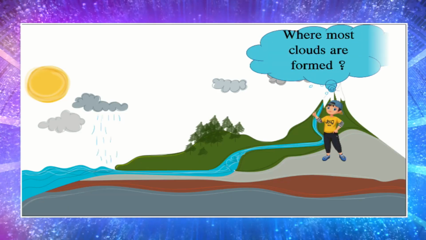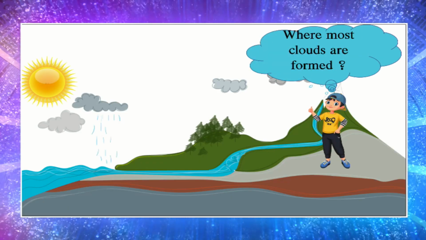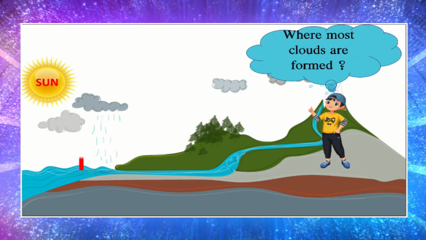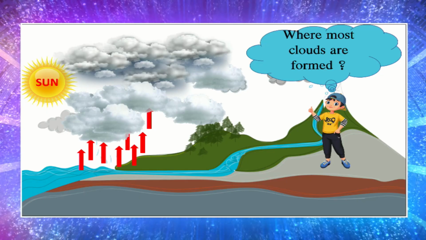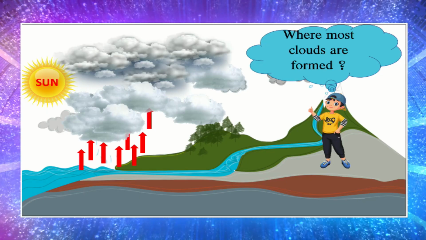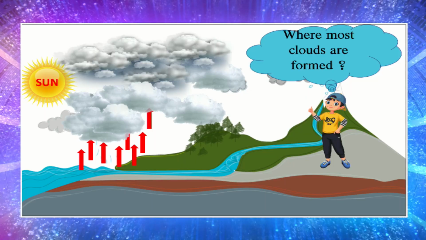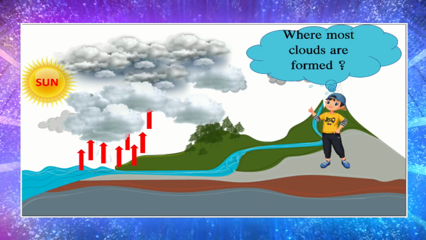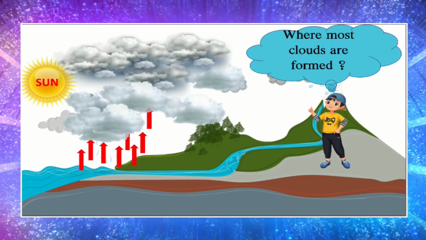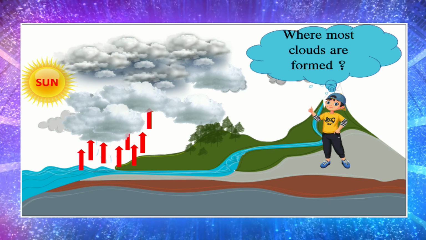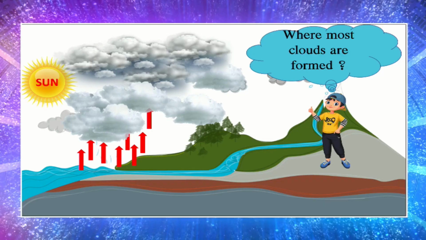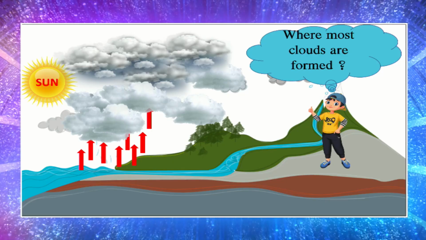Now children, you will be wondering where most clouds are formed. Since evaporation takes place all over the earth's surface, clouds are also being formed all over. However, it is on the surface of the oceans that maximum evaporation and cloud formation takes place. After all, oceans are vast water bodies extending up to thousands of kilometers.